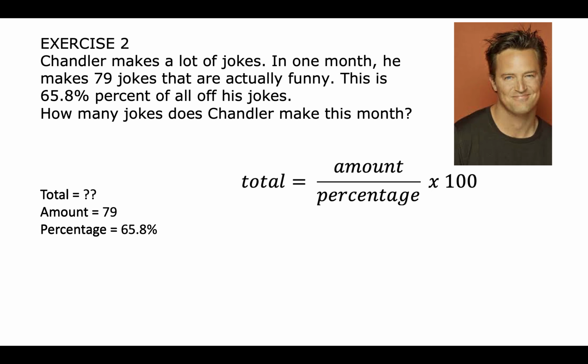So we use the formula to calculate the total, and that will be 79 divided by 65.8, which will give us 1%, times 100 to give us the total of 120. It's a number of jokes, so we round to whole numbers.